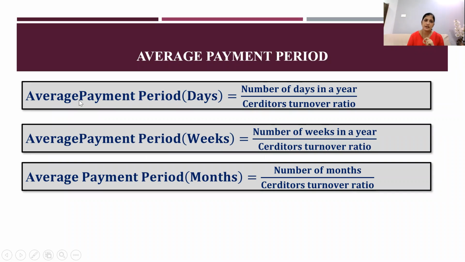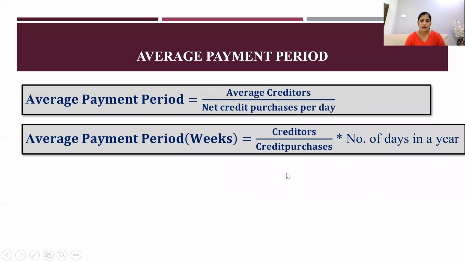So these are the formulas. Average payment period in days is equal to number of days in a year divided by creditors turnover ratio. Average payment period in weeks is equal to number of weeks in a year divided by creditors turnover ratio. And average payment period in months is equal to number of months divided by creditors turnover ratio. So for average payment period, some more I'll give you. Average creditors divided by net credit purchases per day, or average payment period in days is equal to creditors divided by credit purchases into number of days in a year.